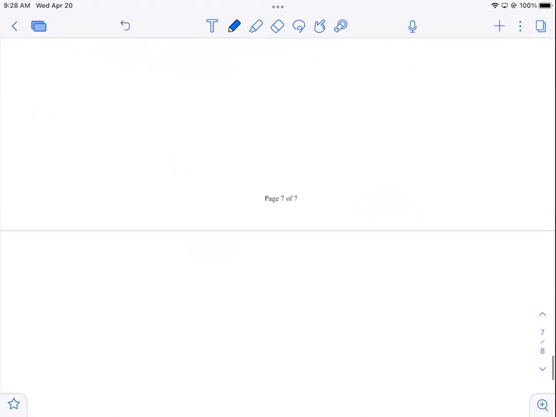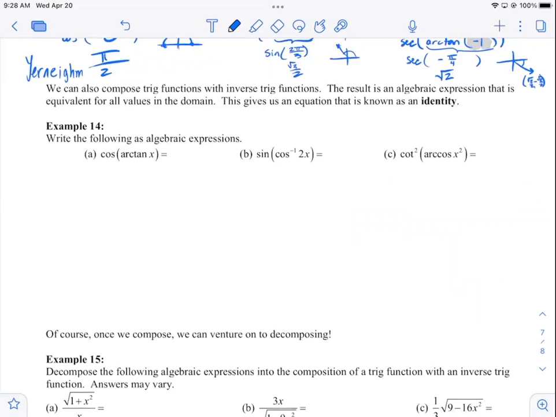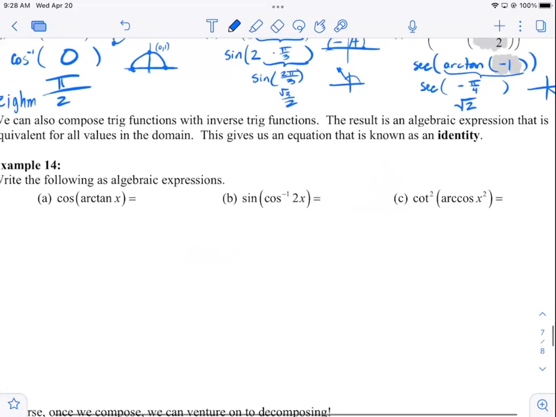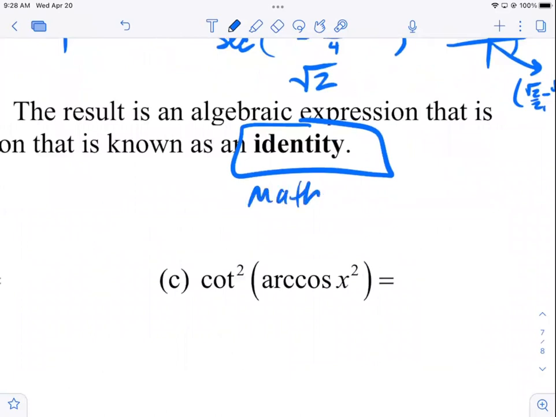All right. Let's look at the last little piece here. If we replace the numbers that we've been using with the variable x, we can still do the procedure, but we're going to have to do it in a slightly different fashion. What we're going to do on example 14 is take these trigonometric expressions and write them as equivalent algebraic expressions. And that's going to be known as an identity. An identity is basically an equation that gives you mathematical synonyms.